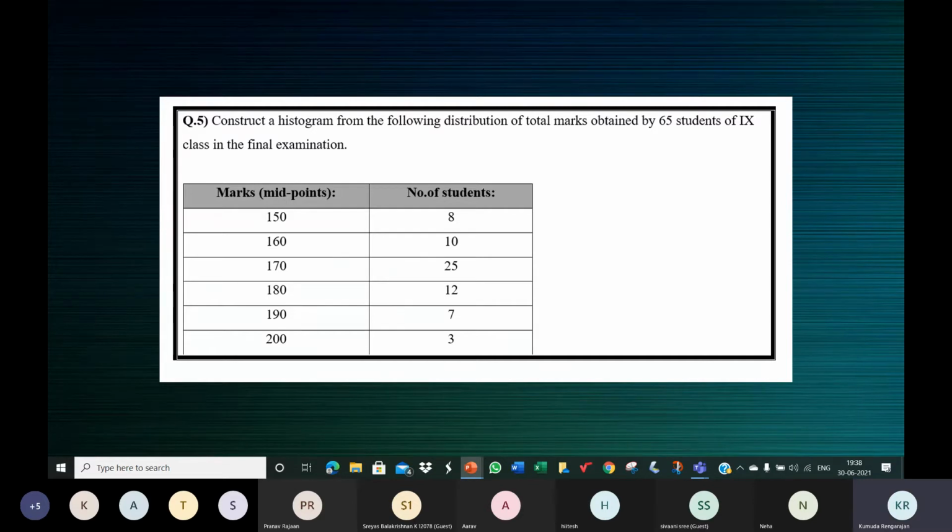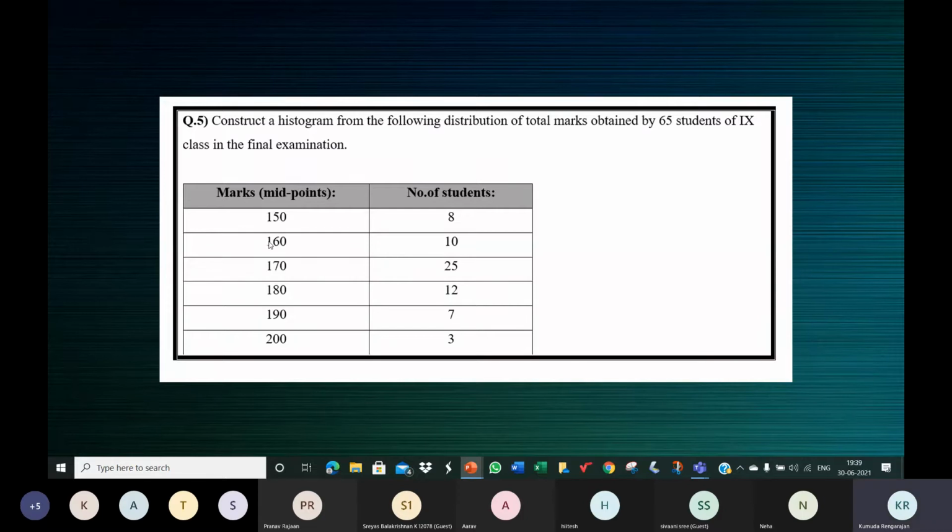No response. All right, children. So find the difference between any two consecutive class marks. Let's begin like this: 160 minus 150 is 10. 170 minus 160, 10. 180 minus 170, 10. 190 minus 180, 10. 200 minus 190, 10. We don't know the class intervals, but the class intervals have a uniform size of magnitude 10.